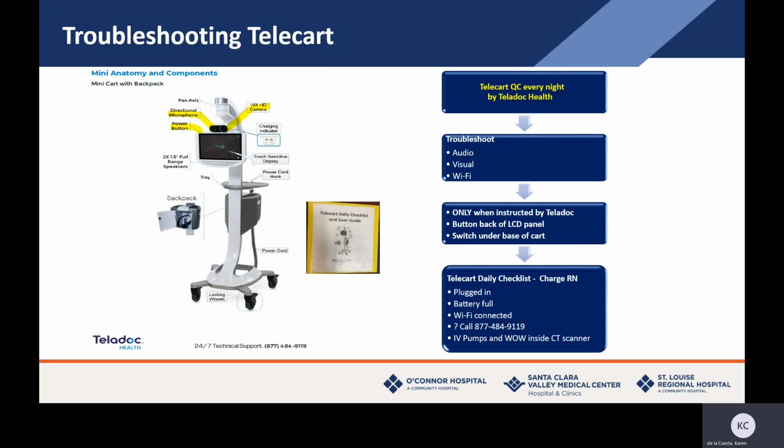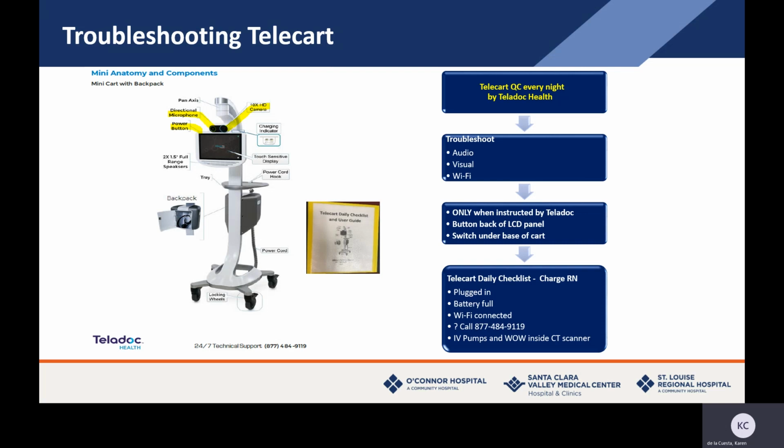However, if you do experience problems with the telecart after the code, as appropriate, certainly you can delegate to the charge, to the tech if available, or actually even to the clerk to call the technical support help desk here at the bottom, the 877-484-99 number. And the help desk would like to remote into the telecart and interrogate the cart, and they will check to make sure that there weren't any connectivity issues or any server drops to the server through teledoc and then back to O'Connor, and then of course going out to our partnership with USC Keck teleneurologists.